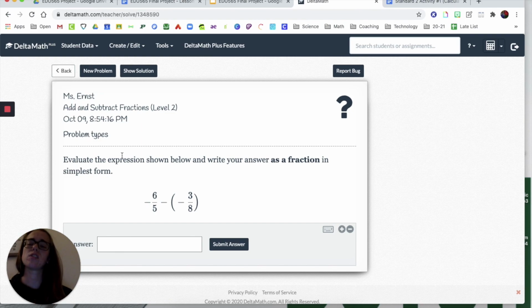And I like Delta Math because there are videos that show kind of how to do each step for reteaching opportunities. As they answer questions, it will either give them a green check mark here or an X if it's incorrect, and if it's incorrect, it tells them step by step what they needed to do to solve that.